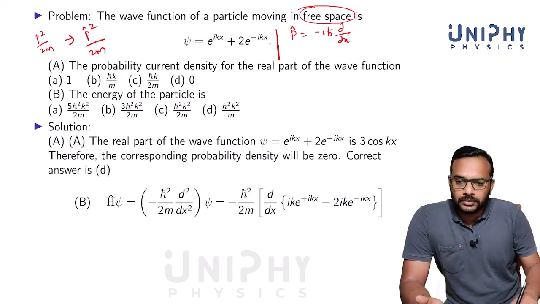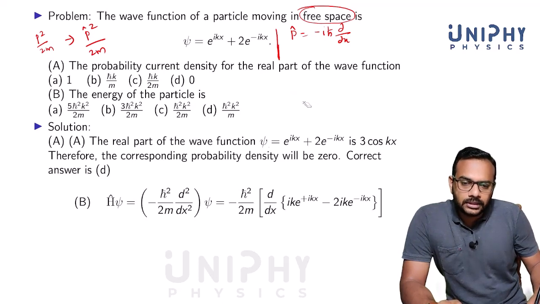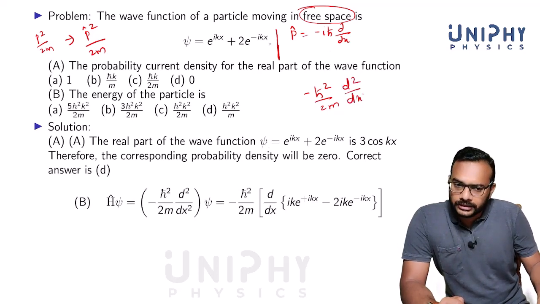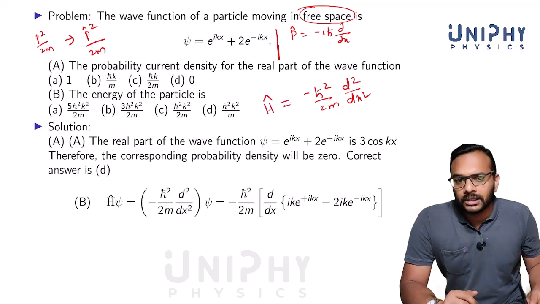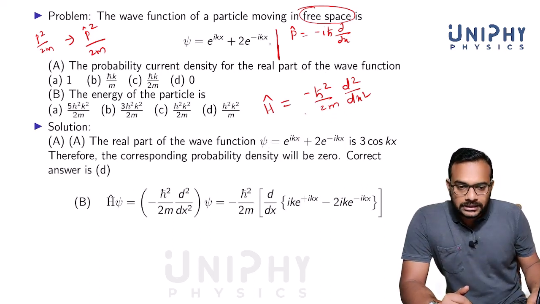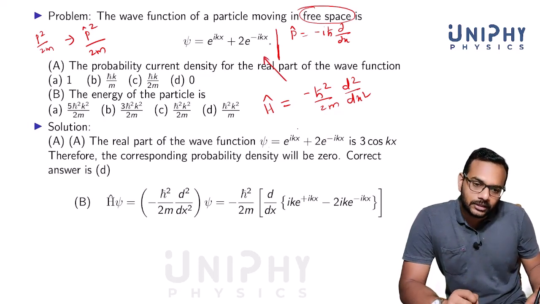So this is 1 by 2m, and p cap square is minus i square, which is minus 1, so it's minus h cross square by 2m d square by dx square, because there's a square. It's p square. So this is the Hamiltonian for a free particle, a particle moving in free space. Now what we do is check if this given wave function is an eigenfunction, or an eigenvector, of this Hamiltonian operator.